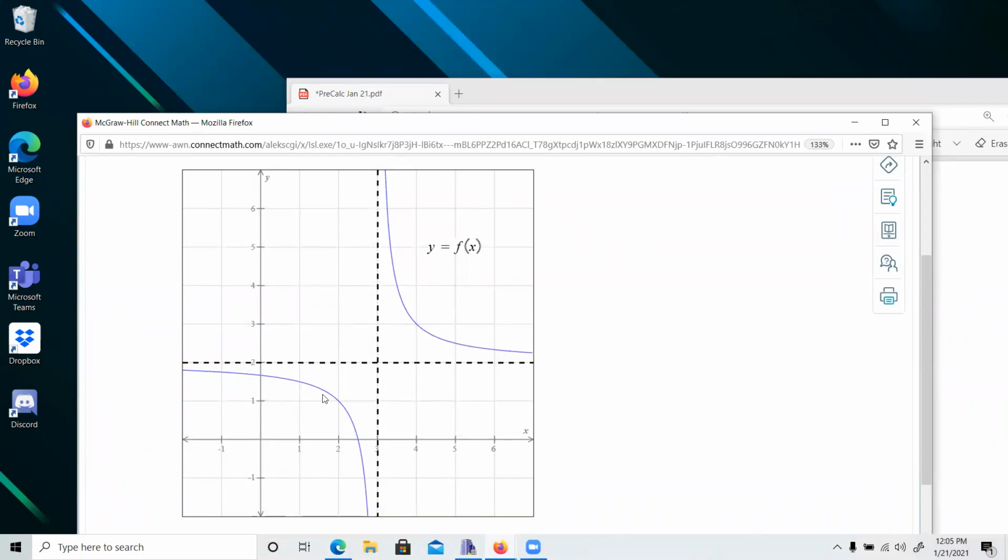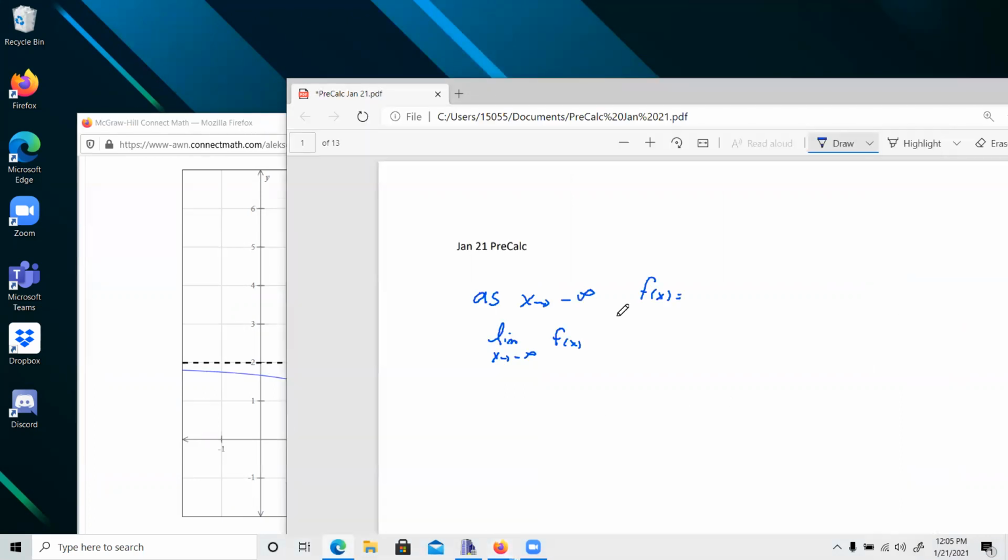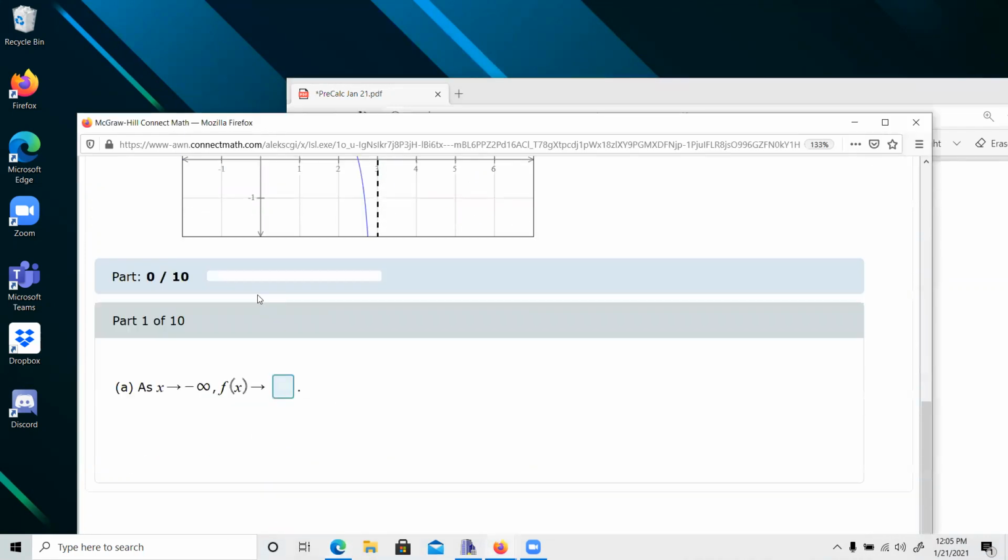But as we're tracing this toward negative infinity, right, we're getting more and more and more negative here. It looks like this function is getting closer and closer and closer to 2. Okay, so f of x would be 2. That's what they're wanting to have for an answer here.